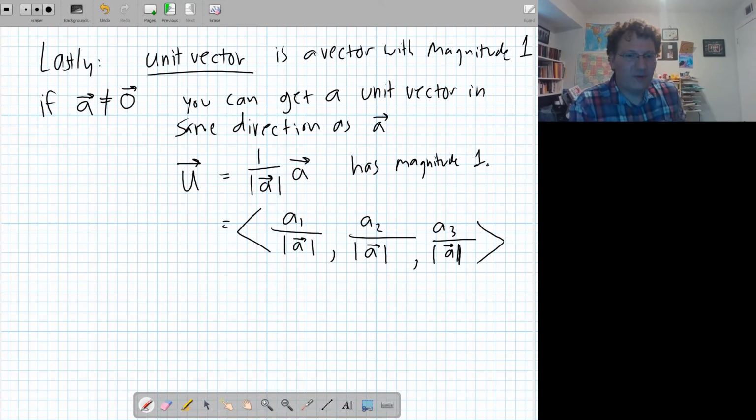Okay, so we'll do practice with this stuff shortly, but in the meantime, that's pretty much it for the basics of vectors and vector addition and unit vectors, and vector scalar multiplication.